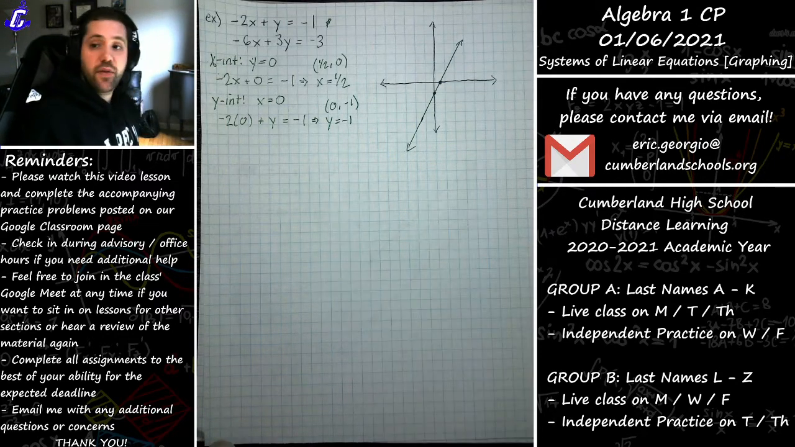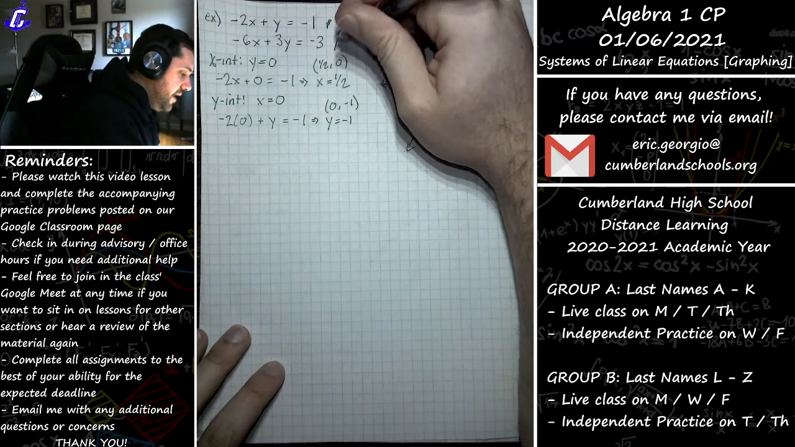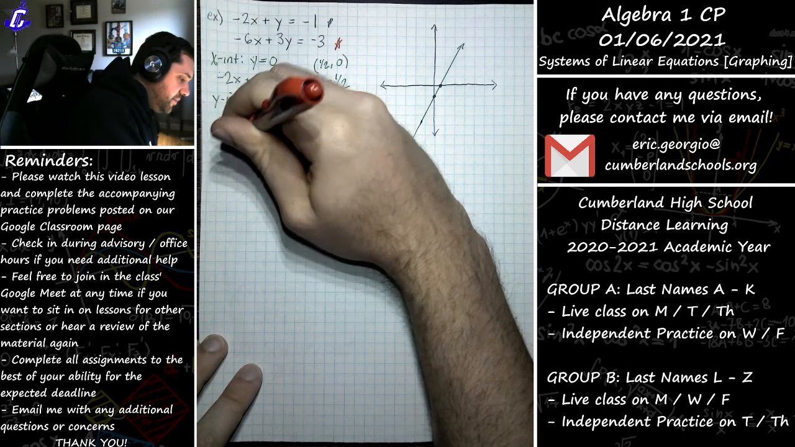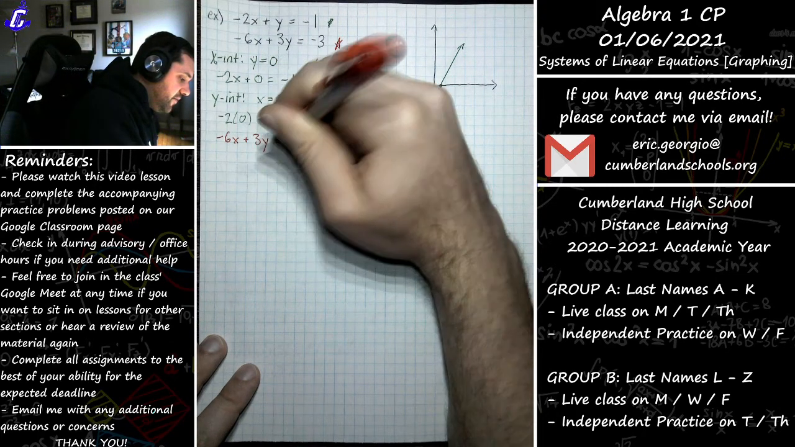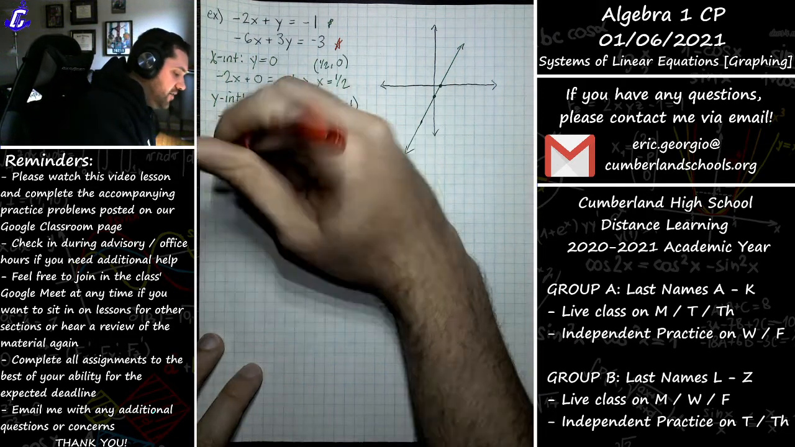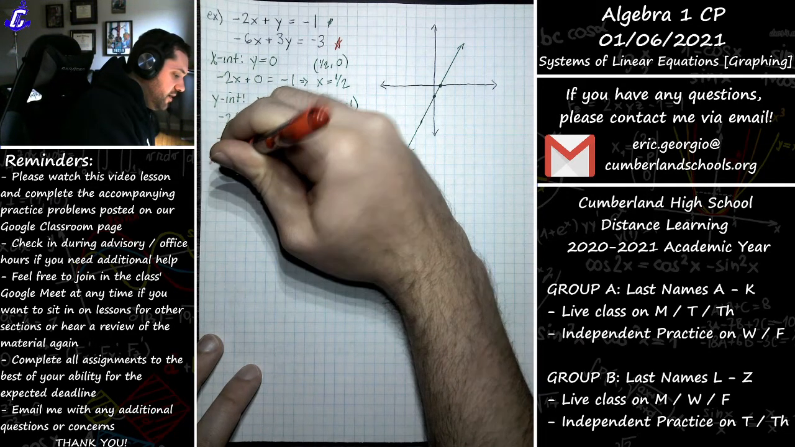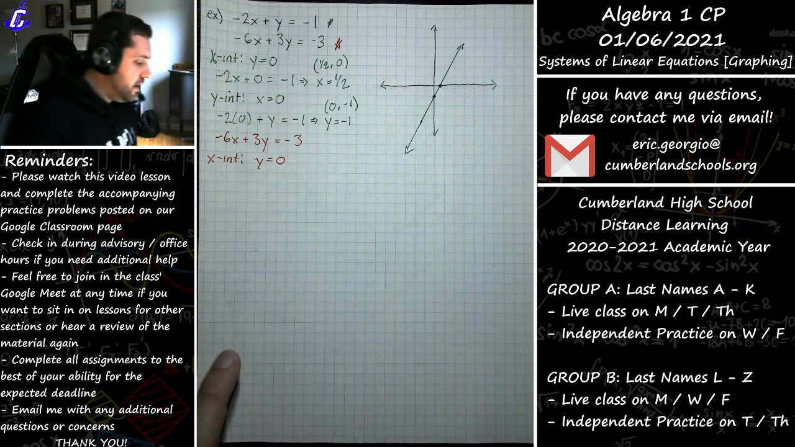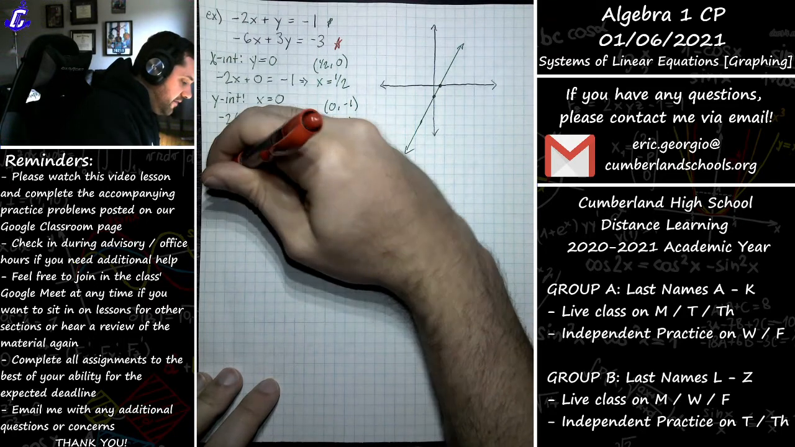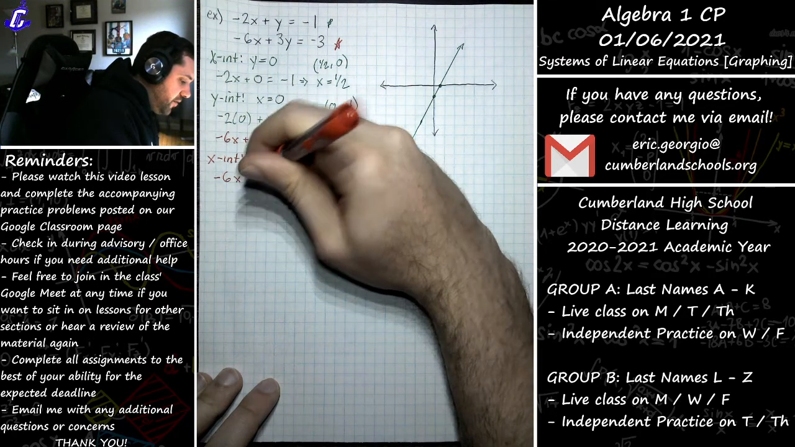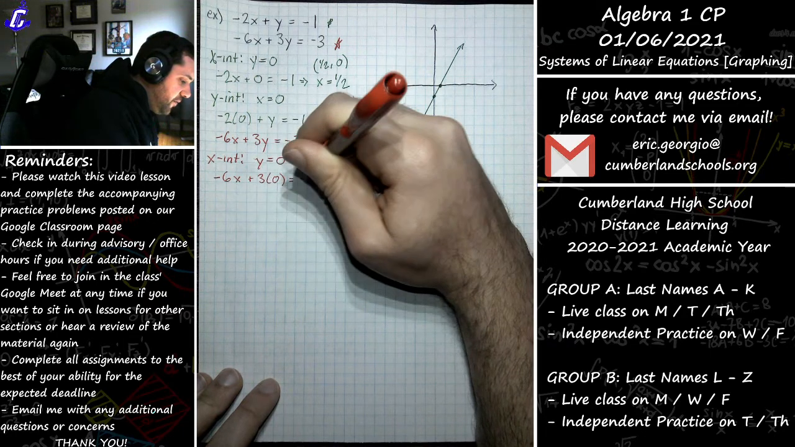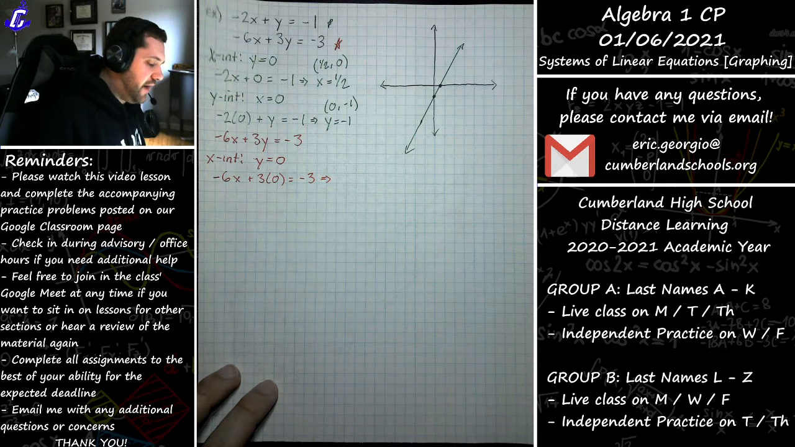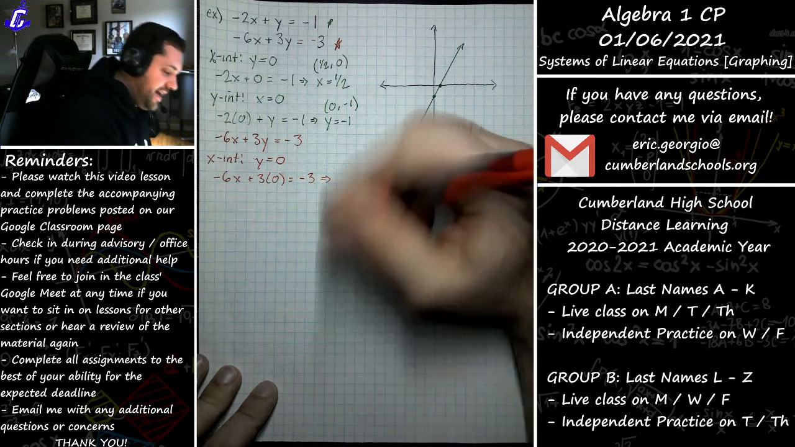If I were to now do the second graph, which I'll do in red, graph the second linear function, we have negative 6x plus 3y is equal to negative 3. If I wanted to find the x and y intercepts, my x-intercept is when y is equal to 0, because any point on the x-axis has a y-coordinate of 0. When I do that, I would get negative 6x plus 3 times 0 is equal to negative 3. That means that negative 6x would equal negative 3, and dividing both sides by negative 6, I'd get x equals 1/2.